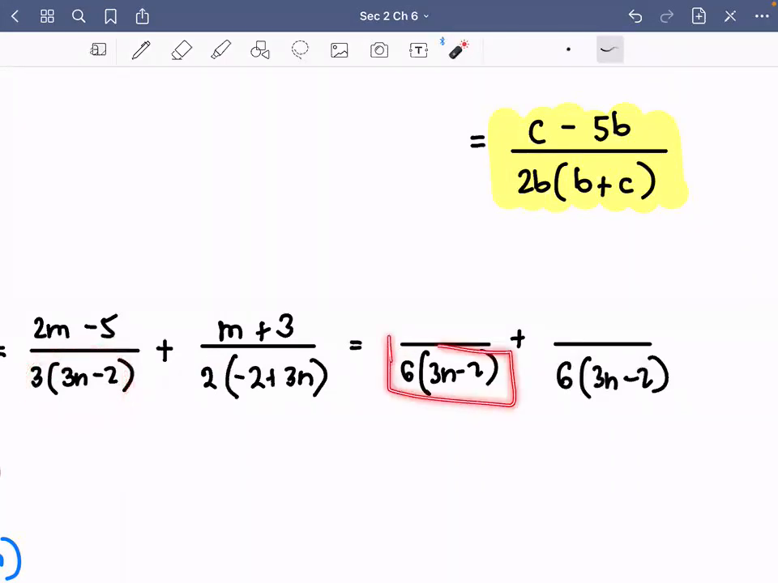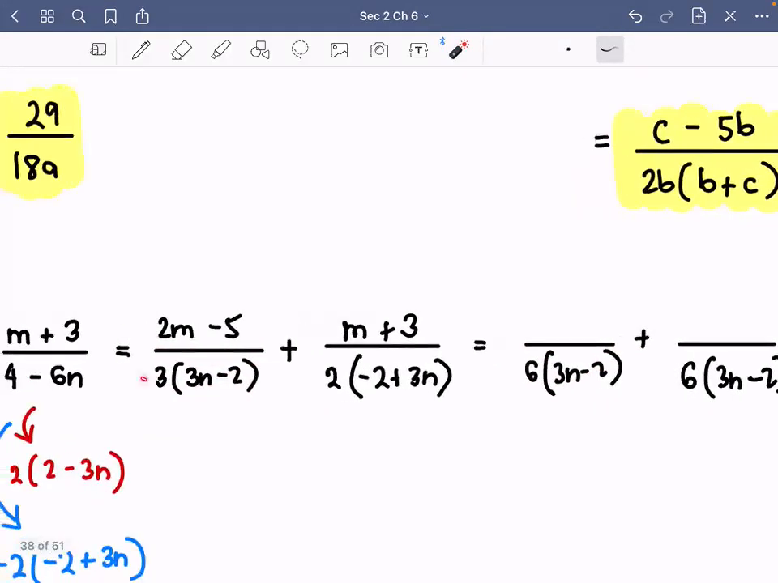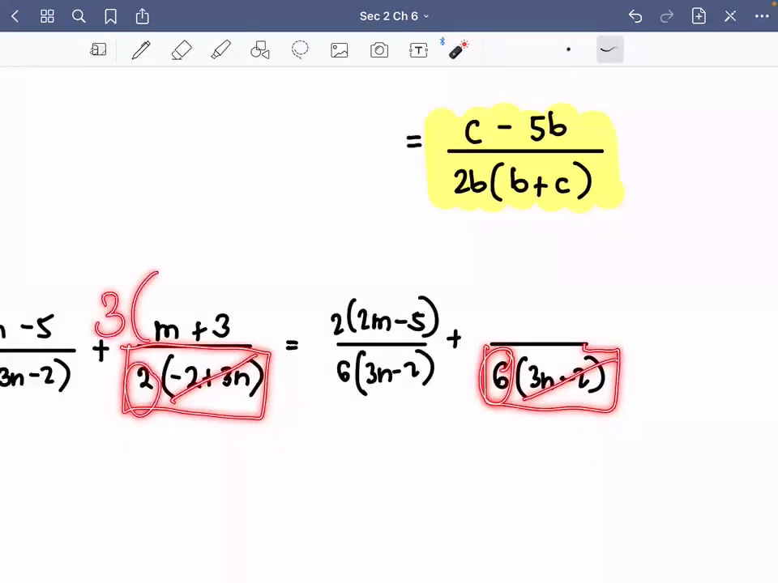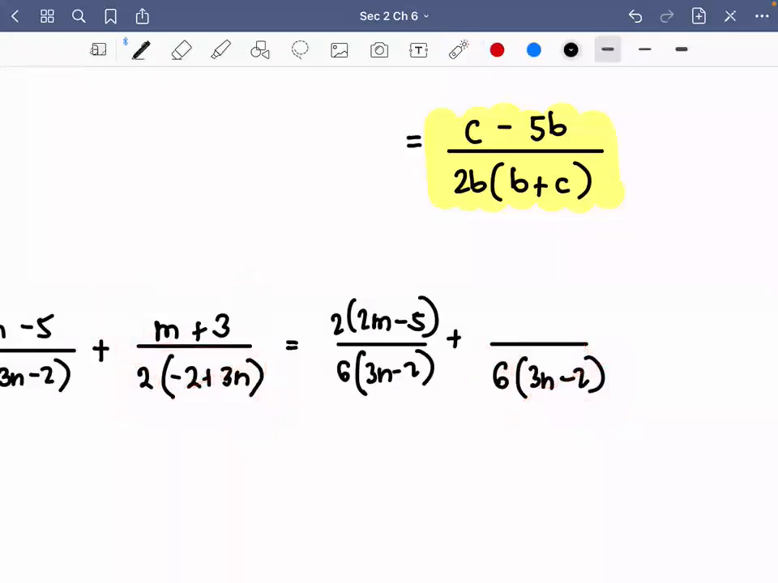So this 6 times 3n minus 2 divided by this. Wait, let me do this. So this one divided by this, so this is cancelled. What is 6 divided by 3? It's 2, right? So it becomes 2 times 2m minus 5. Let me write that here: 2 times 2m minus 5, plus 6 times 3n minus 2 divided by this. So this is cancelled. 6 divided by 2 is 3, so 3 times m plus 3.